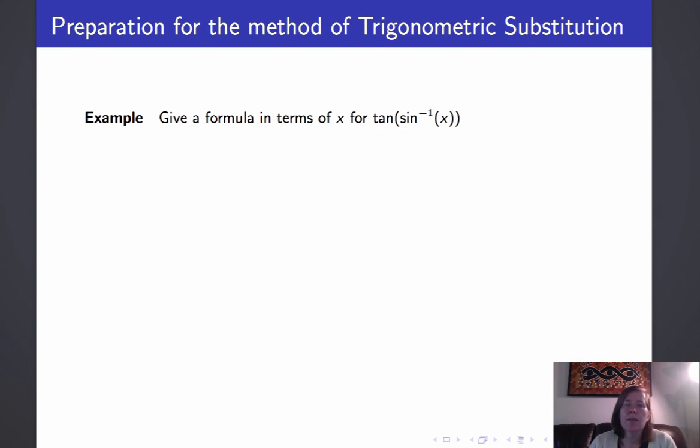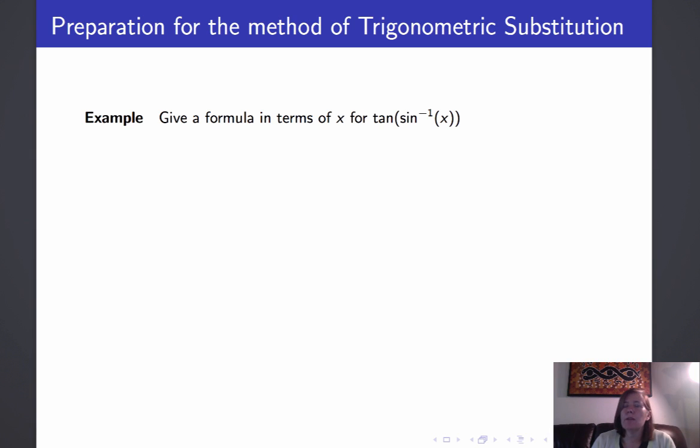Now we're going to translate some trigonometric functions to formulas in x, and we're going to do this with right-angled triangles and the definition of the trigonometric functions in terms of right-angled triangles. This is going to be essential for the method of trigonometric substitution, when you're given an integral to calculate in terms of x and you want to translate your answer into x's at the end.